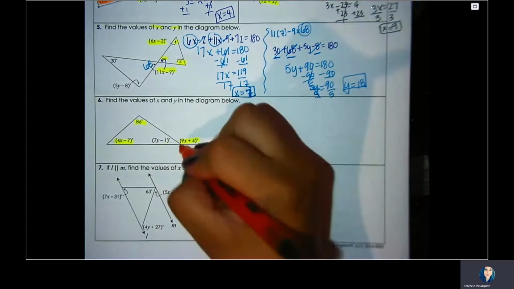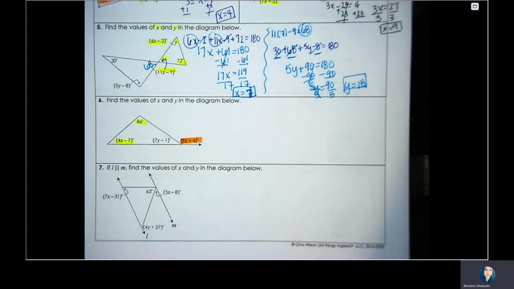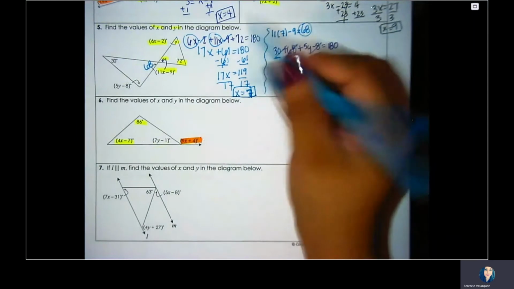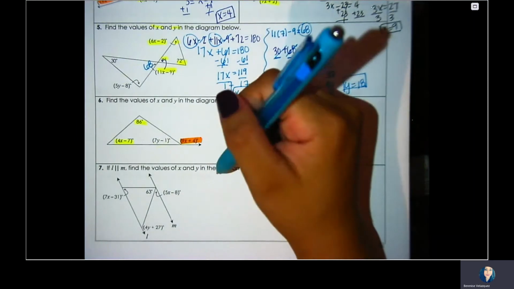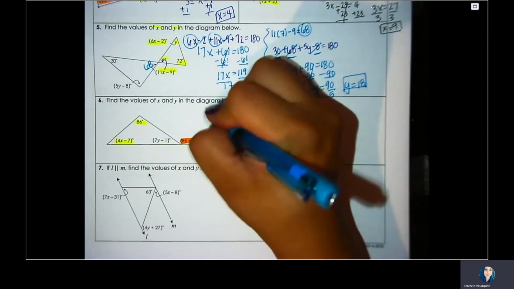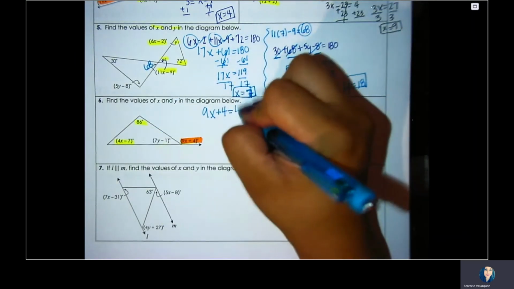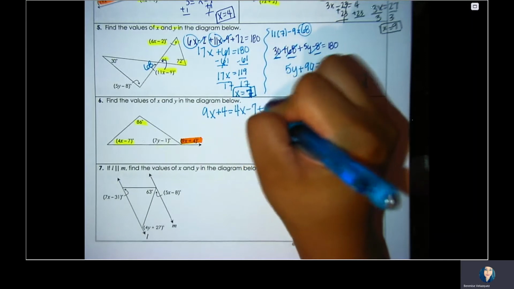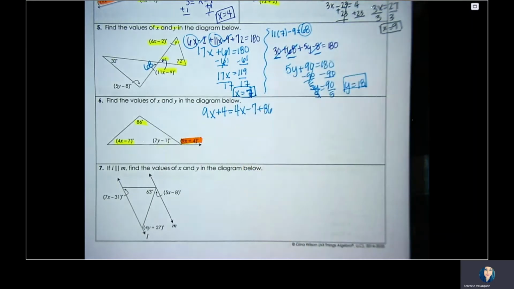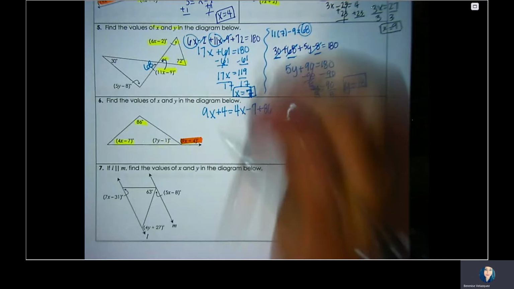Now I'm going to go back over the one that I highlighted in yellow, and I'm going to put this in orange because we had done this in orange up until now. So remember, this is the exterior angle. Exterior angle is 9x plus 4. Set that equal to these two being added together. So that's going to be 4x minus 7 plus 86. And then combine your like terms and get your answer.